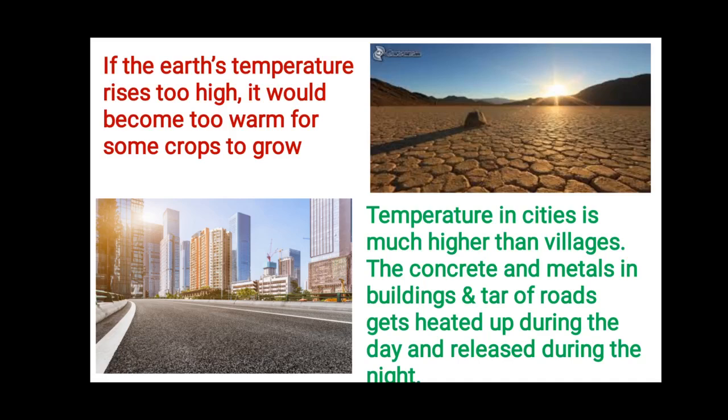If the earth's temperature rises too high, it would become too warm for some crops to grow. Even we cannot tolerate extremely hot conditions, children. Plants also cannot survive in such temperatures. Too much heat cannot support any kind of crops. That's why deserts have sparse vegetation, and even there you can find only cactus, acacia and date palm trees.